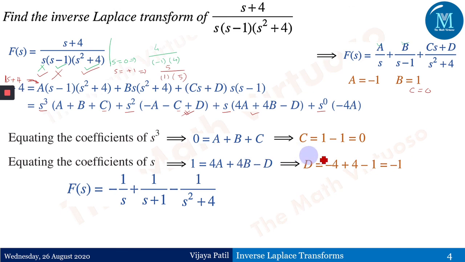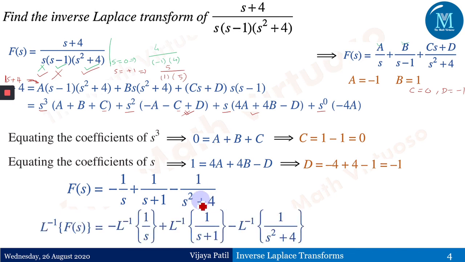Putting this value, I have c and I have d equal to minus 1. Take these values and put them in f of s, and we get f of s as minus 1 by s plus 1 upon s plus 1 minus 1 upon s square plus 4. Applying the Laplace inverse, the answer is this. The Laplace inverse of 1 by s is 1, the Laplace inverse of 1 upon s plus 1 is e to the power minus t, and the Laplace inverse of 1 upon s square plus 4 is 1 by 2 times sine of 2t. This is the final answer for this particular question.